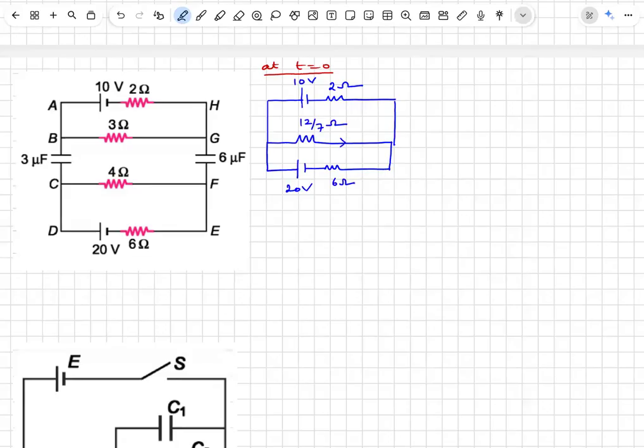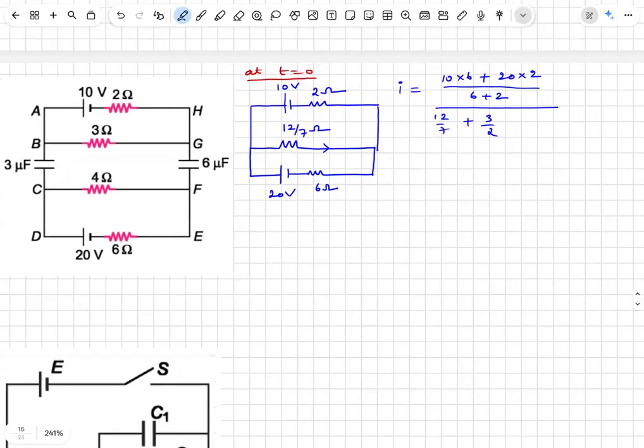You know how to find current in this circuit. What is the expression for current in this circuit? 10 into 6 plus 20 into 2 by 6 plus 2 times 12 by 7 plus 2 into 6 by 2 plus 6, 12 by 8, 3 by 2. This gives you current.